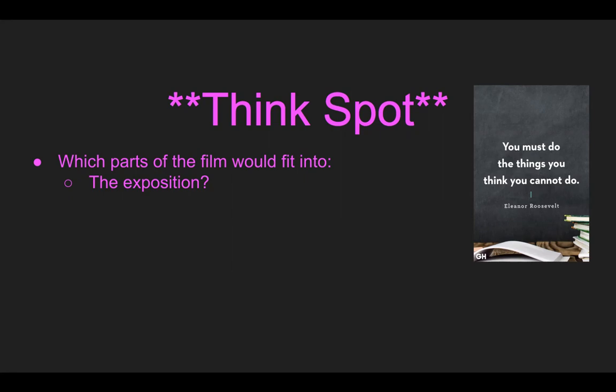What happens next? Once we figure out who these characters are, where they are, what's happening, what pieces fit into the rising action? What are the next pieces of the plot that keep that story going?